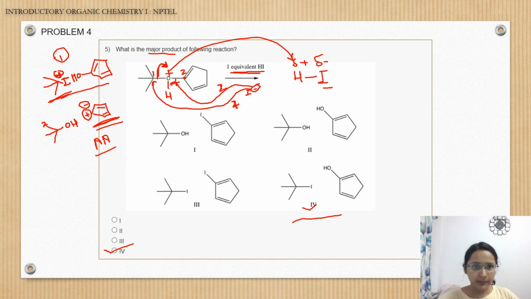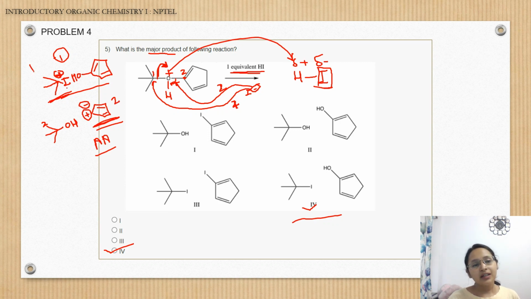Iodine is a bulky group. Okay. So you are thinking according to the atomic radius, right? If we think according to atomic radius, then I minus would effectively attack this particular carbon number 2 rather than carbon number 1.